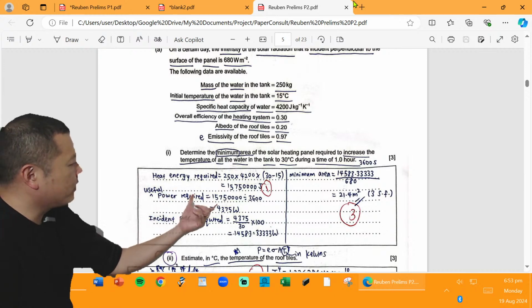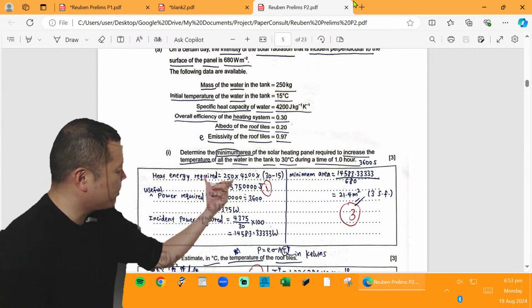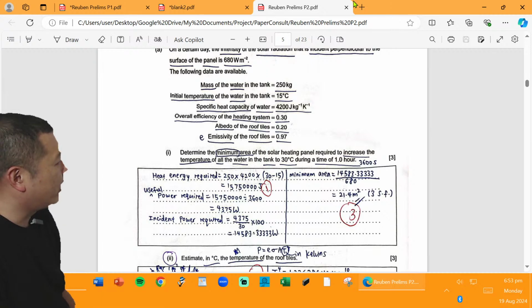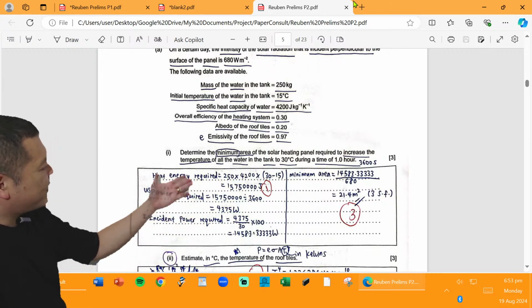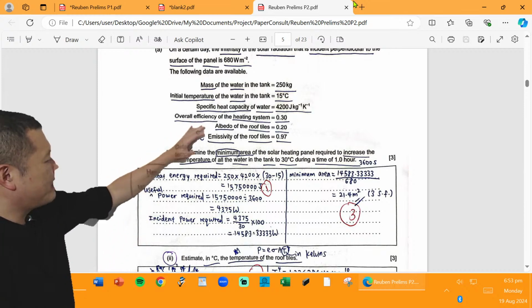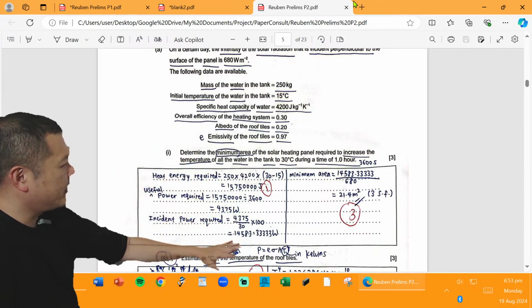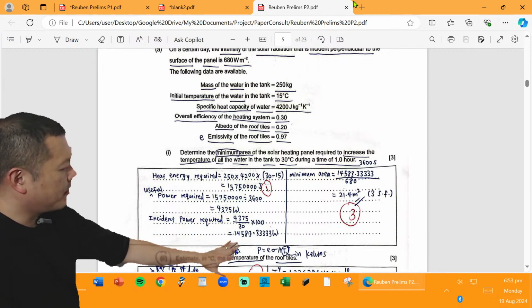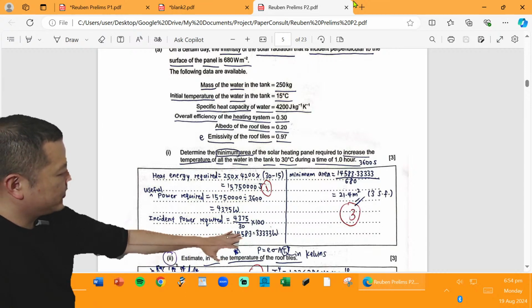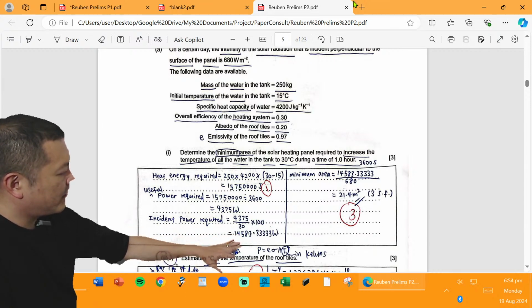Right, so if you want to heat up all this amount of water in 1 hour, you need to take this, and this is the power required, 4375. This is the heating power required. Efficiency of the heating system means that you need to divide it by 0.3. So this is the total amount of power required on the solar panel, so 14,583.